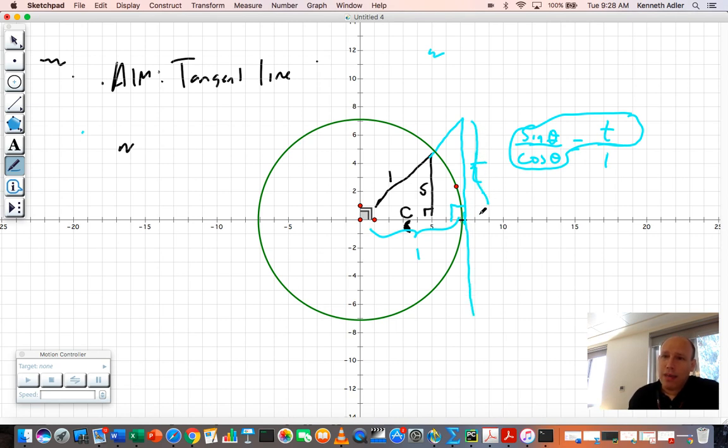So that's the connection. This length is tangent, but it's an actual tangent to the circle, and that's the connection between the tangent that you know in geometry to the tangent that you know from trigonometry.